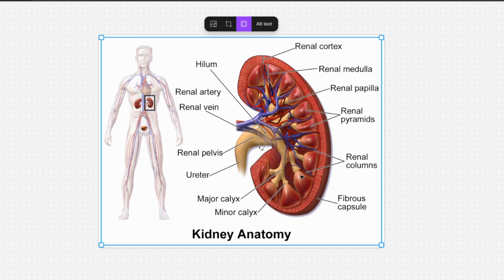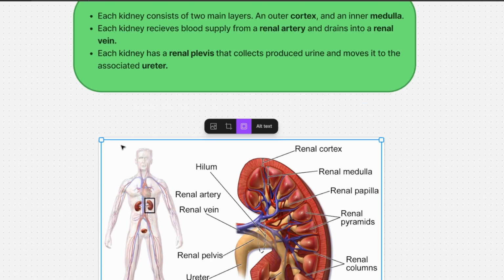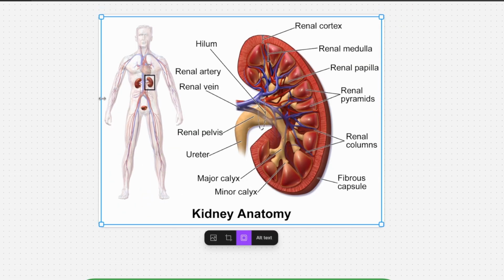So each pyramid is connected to a minor calyx, and these minor calyces conjoin and form major calyces, and these major calyces combine and form the renal pelvis, which is this cone-shaped part that continues on to be the ureter, which is a muscular tube that carries the urine to the bladder.